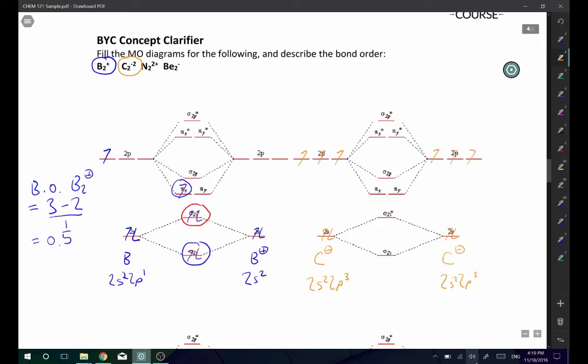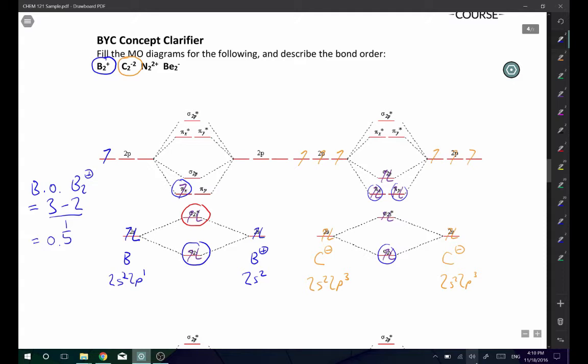10 electrons in the system. I'll do this in purple again. 1, 2, 3, 4, 5, 6, 7, 8, 9, and 10. And how many bonding electrons do we have now? Well, we have 1, 2, 3, 4, 5, 6, 7, 8. We have 8 bonding electrons.